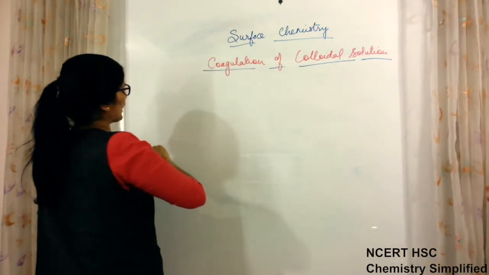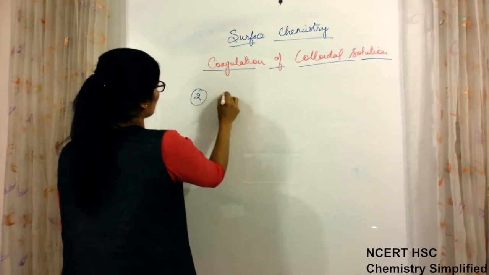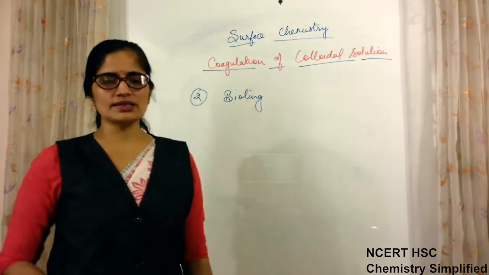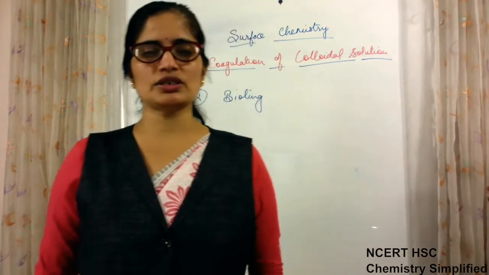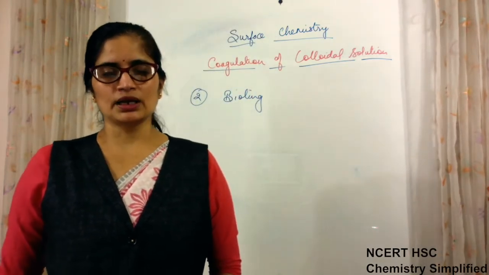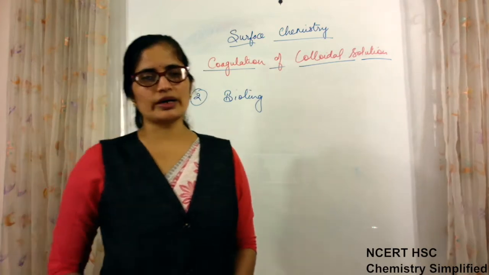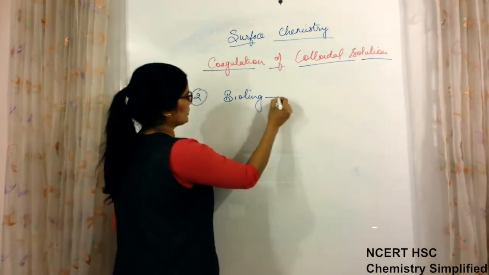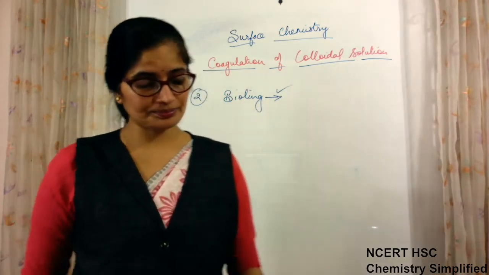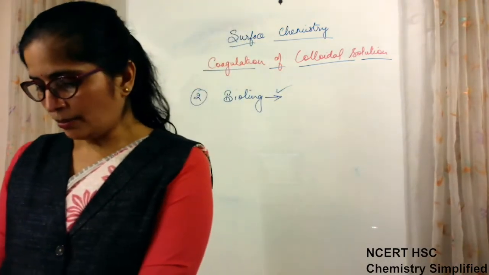If you want to coagulate this solution, then you can boil the solution. Because of boiling, what happens? The stability of the colloidal solutions is destroyed, especially lyophobic. Lyophobic sols can be coagulated by the method of boiling, simply by boiling it. Okay. Then more methods.